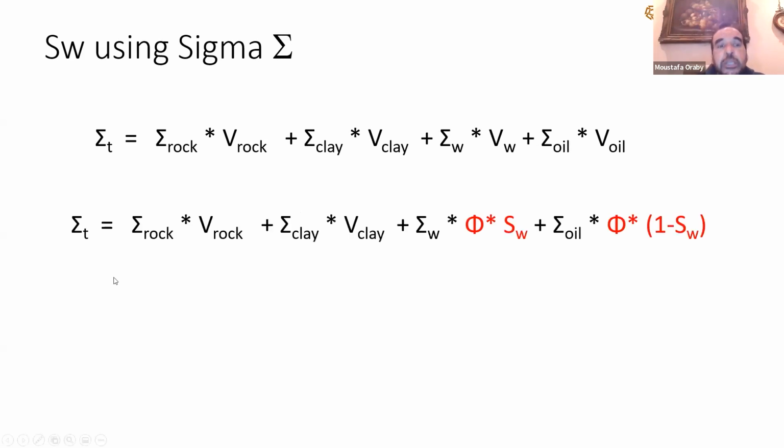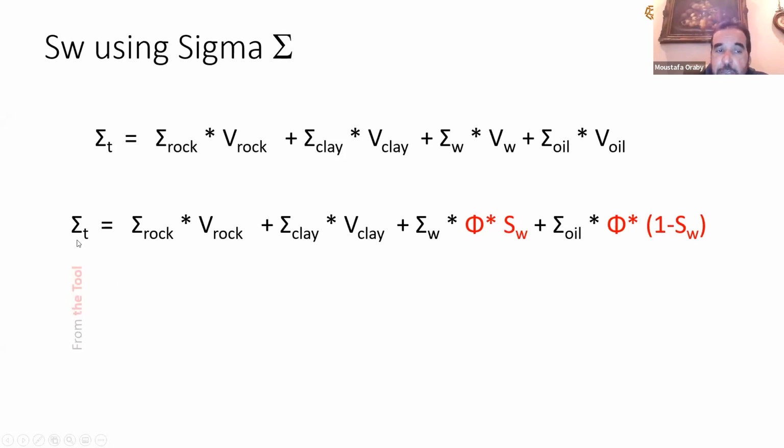So in this case, sigma total will be sigma rock times volume of rock, plus sigma clay times volume of clay, plus sigma water times porosity times S water, which is the volume of water, plus sigma oil times volume of oil, which is porosity times 1 minus S water. As you can see, this equation is a strong function of S water. This is an exact equation, by the way. There is no approximation whatsoever. So SW here can be calculated from this equation.